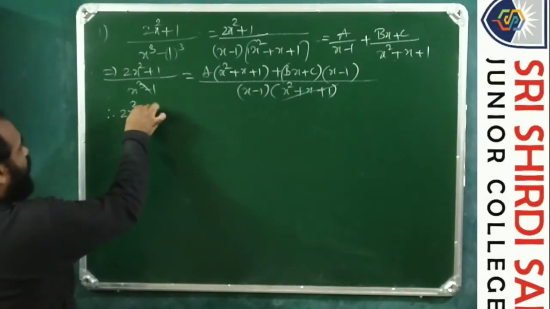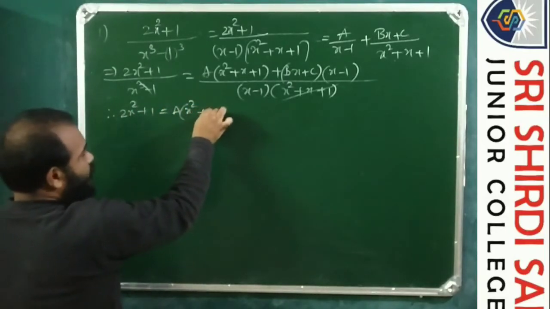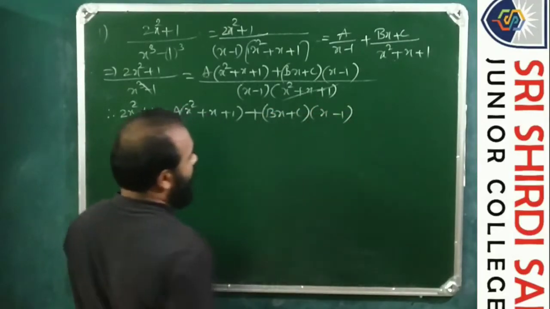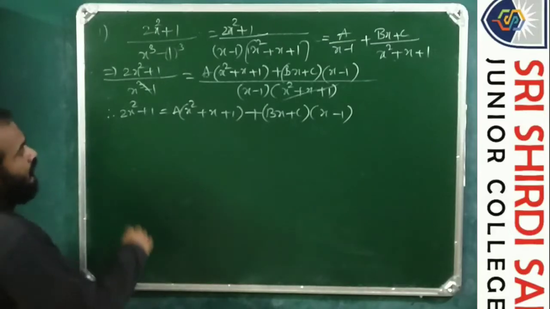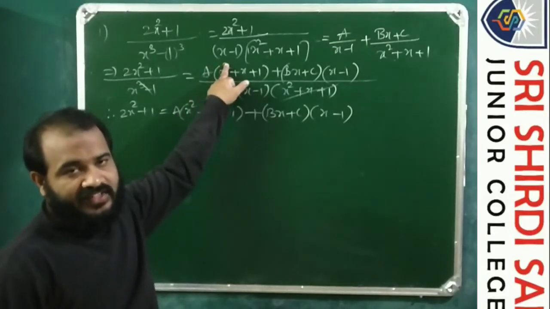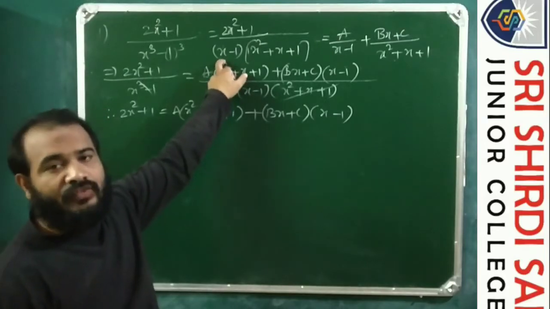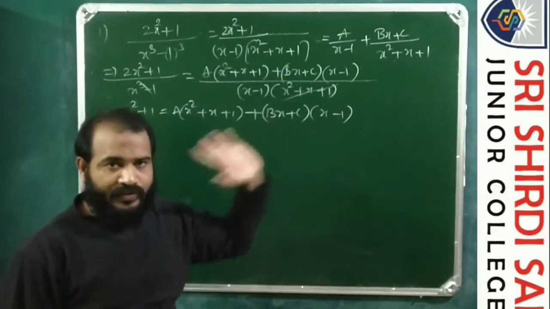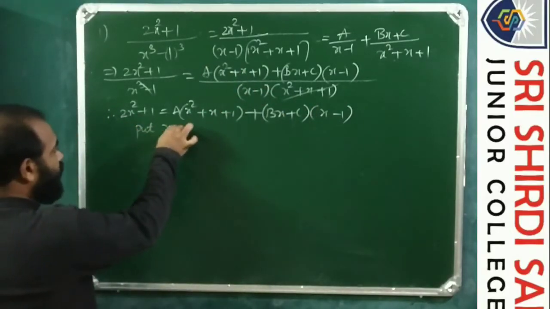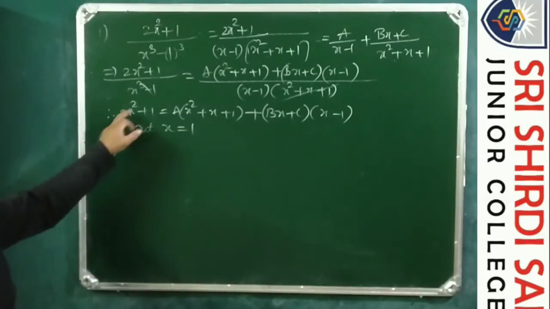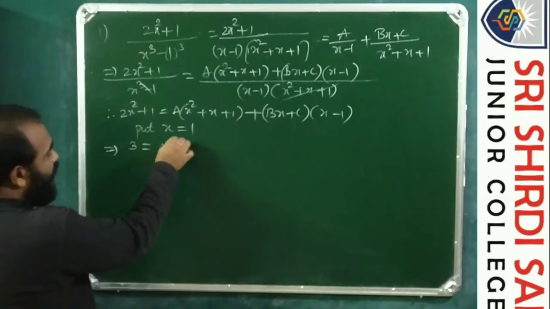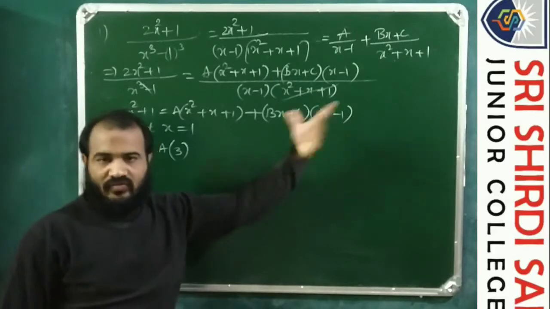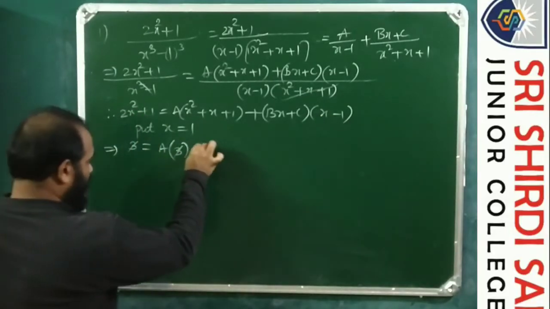Therefore 2x square plus 1 is equal to A into (x square plus x plus 1) plus (Bx plus C) into (x minus 1). Now x minus 1 is the only factor here, for which equated to 0, x equals 1 is the root, and the root or solution has to satisfy the equation. So put x equals 1. So this is 2 into 1 square, 2 plus 1 is 3. So A into 1 square plus 1 plus 1, this is 3, and this will be 0 because 1 minus 1 is 0. So A is equal to 1 we get.